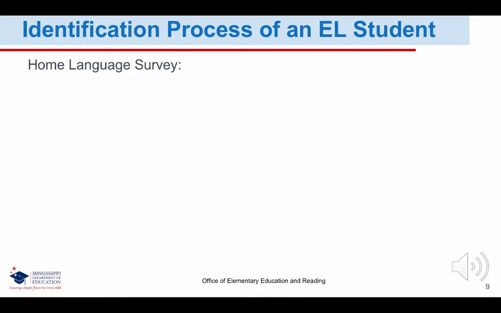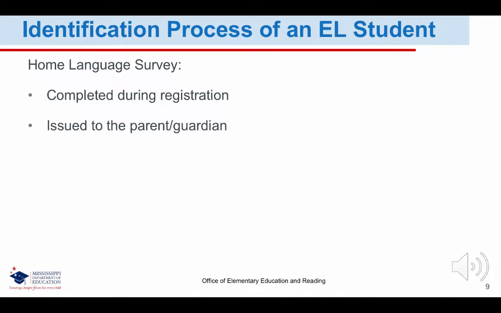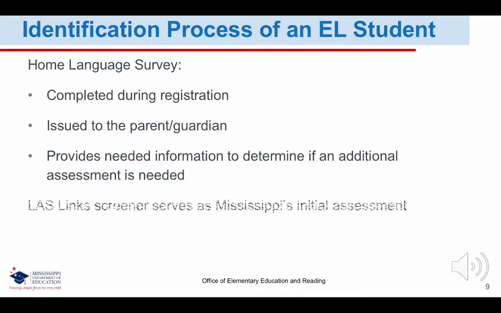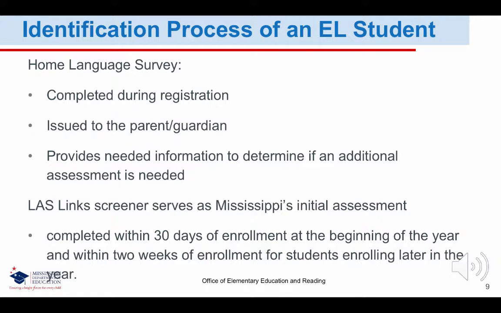Now let's look at the home language survey. It is completed during registration. It is issued to the parent or guardian. It provides needed information to determine if an additional assessment is needed. LostLinks Screener serves as Mississippi's initial assessment. It should be completed within 30 days of enrollment at the beginning of the year and within 2 weeks of enrollment for students enrolling later in the year. Even if the registration is done online, the home language survey needs to go in the CUME or other designated place.